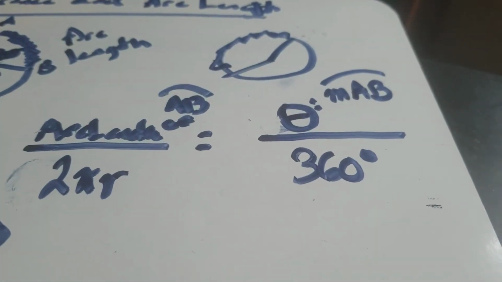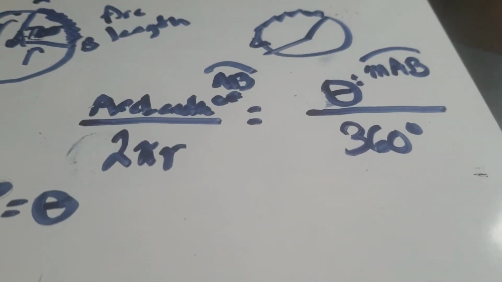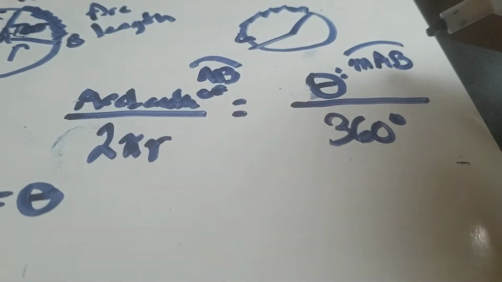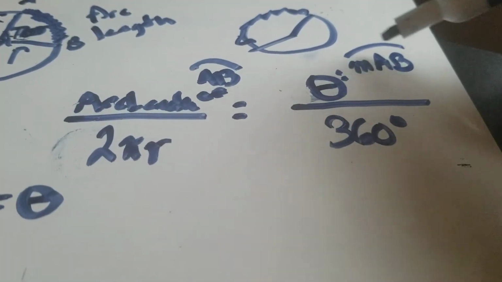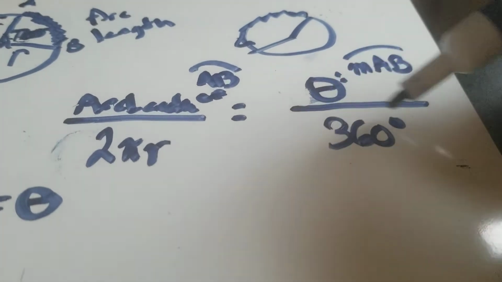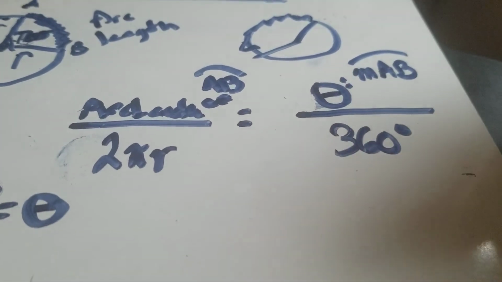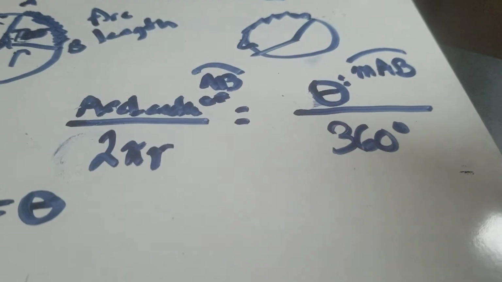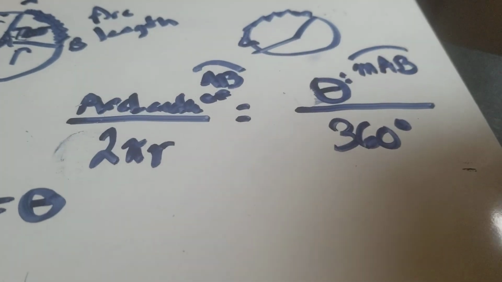Okay? So this is your formula here. The arc length of AB over 2 pi r equals theta, or we'll use the measurement of AB. I think I'm going to use that because that's the official thing, over 360. And I'll do 2 sample problems, and I think I'm just going to post a video of some other person doing more example videos.